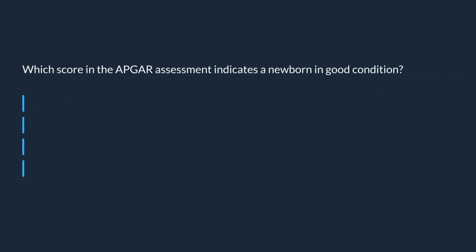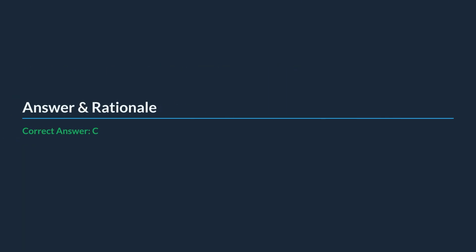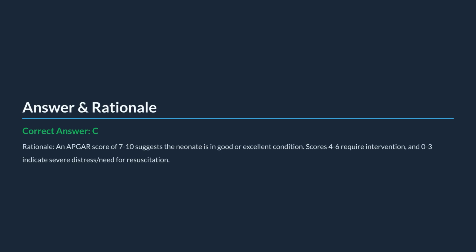Regarding APGAR scores, which score range indicates a newborn is in good condition? The correct answer is C. An APGAR score of 7 to 10 suggests a neonate is in good or excellent condition. Lower scores indicate the need for intervention or resuscitation.